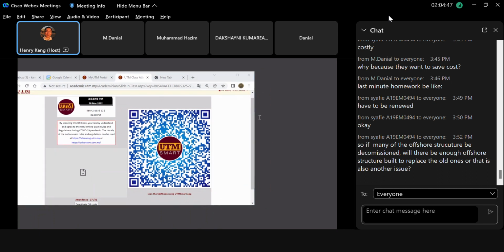Shafi asks, if there are so many offshore structures to be decommissioned, will there be enough new structures built to replace the old ones? Why do we want to build a structure? We build structures for some purpose. Normally we build a structure at a location that has an oil reservoir, for the oil and gas industry.